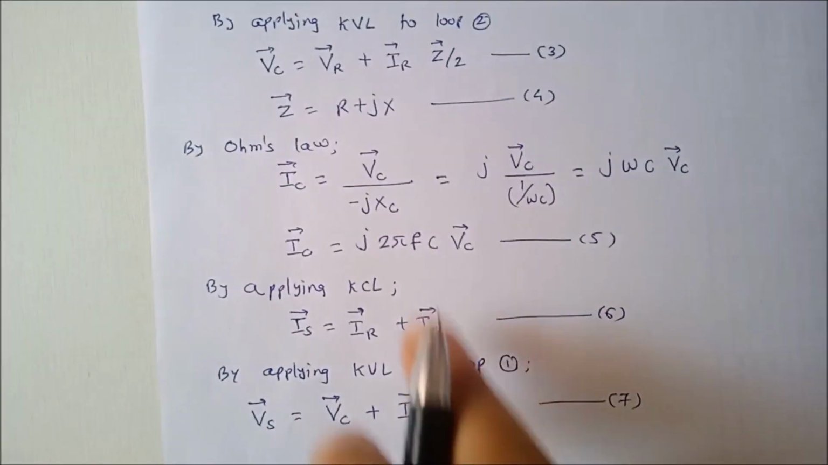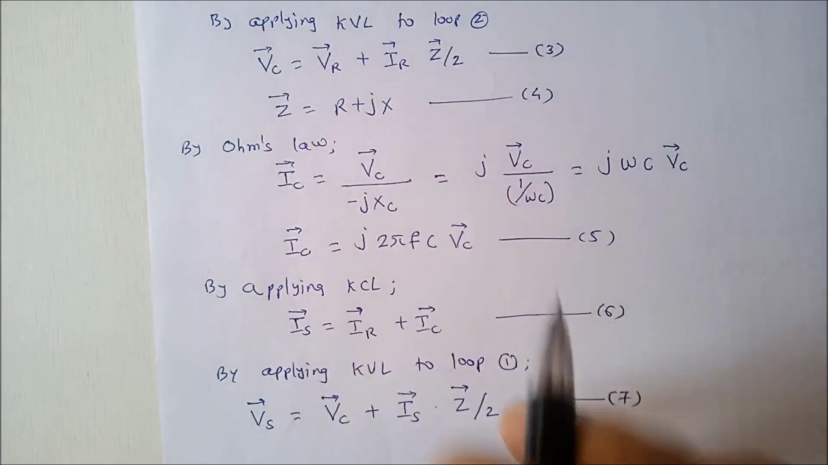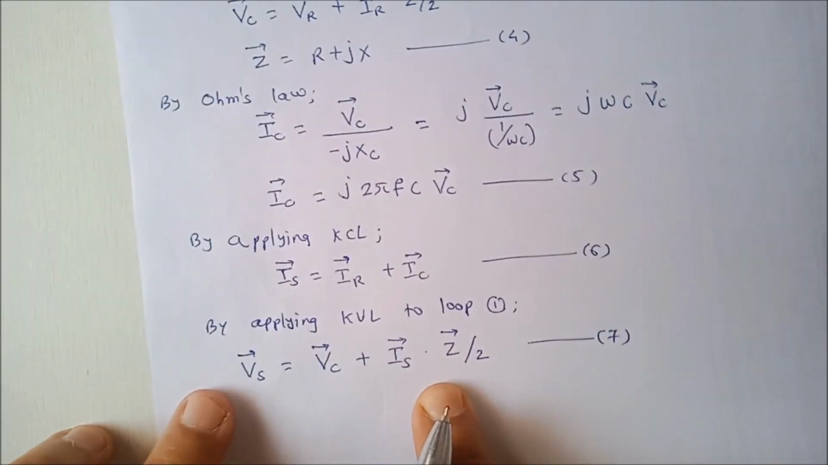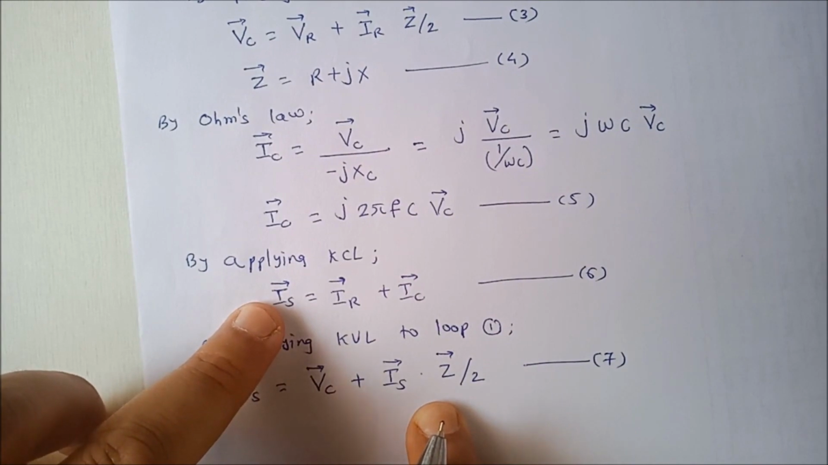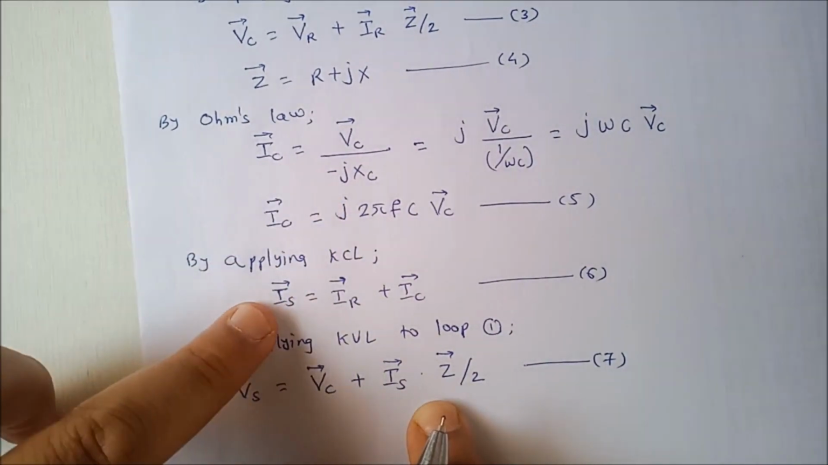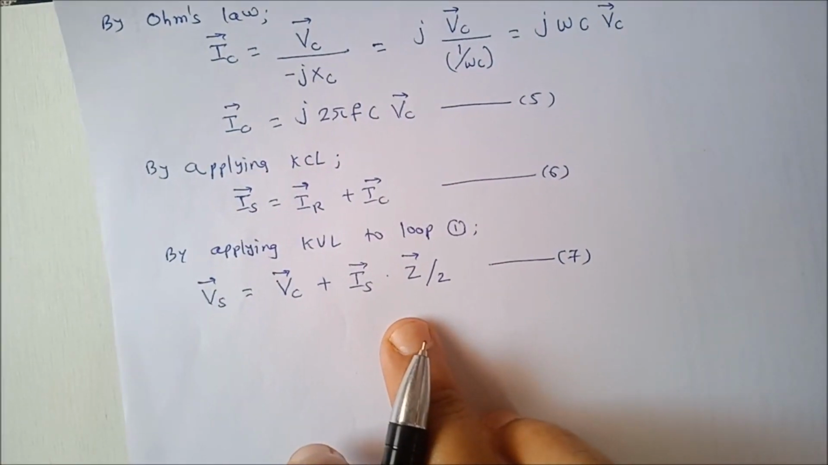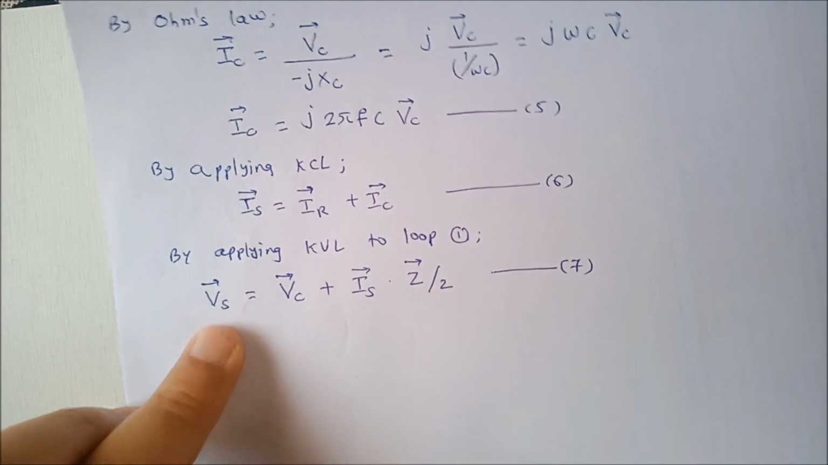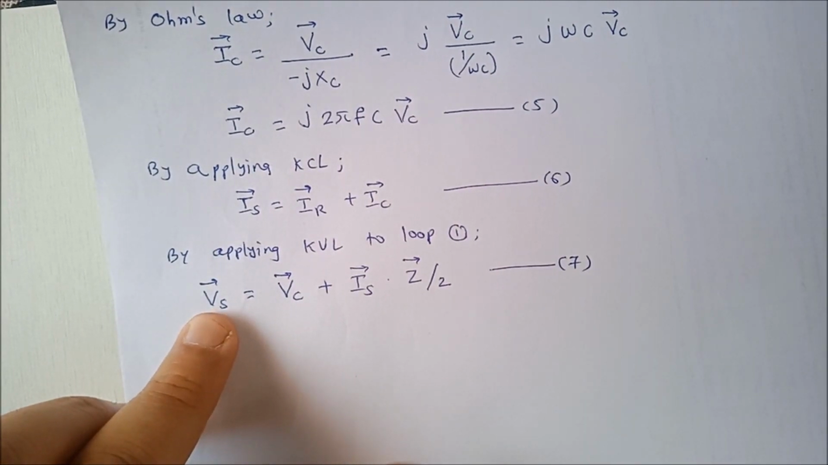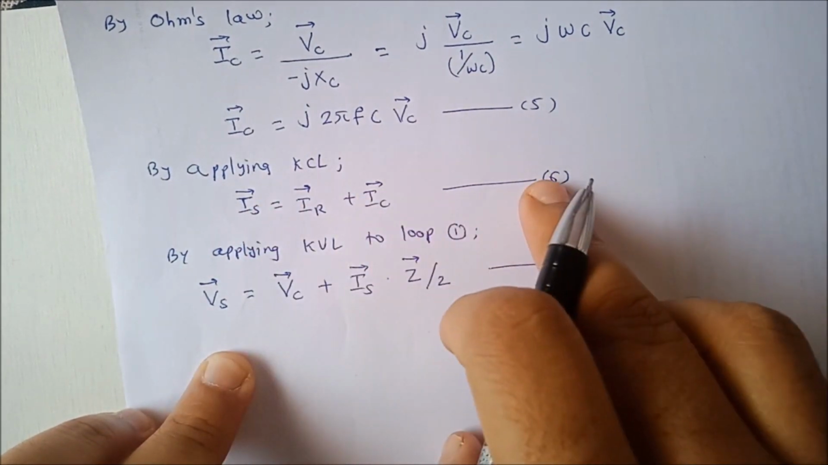Again, what is Z? Z is R plus jX. We are assuming the impedance to be divided in half, therefore we write IS into Z by 2. So here we have got Vs and IS. We have also determined the IC part, and from IC we have determined the IS. Now once we get all these parameters, we can determine the sending end power factor, because in equation number 7, Vs will be at some angle, and IS will be at some angle from equation 6.